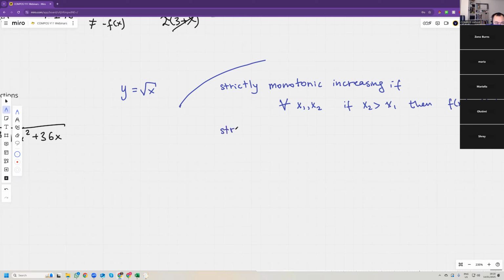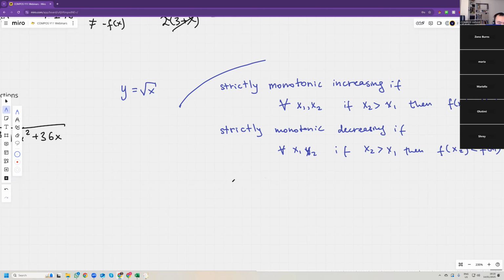Strictly monotonic decreasing. Decreasing, if for any x1, x2, if x2 is greater than x1, then f of x2 is less than f of x1. So a monotonic increasing function, well, basically it says if x2 is bigger than x1, then f of x2 is bigger than f of x1.